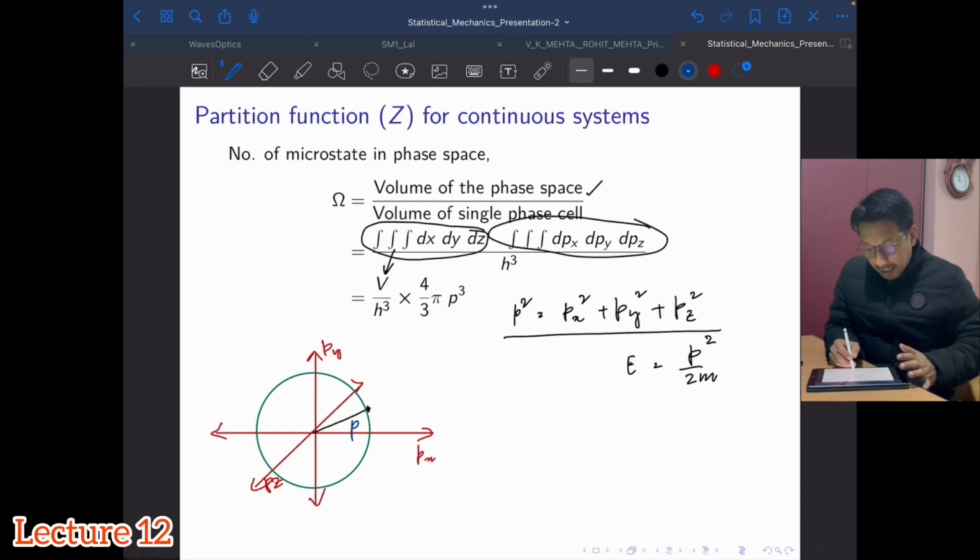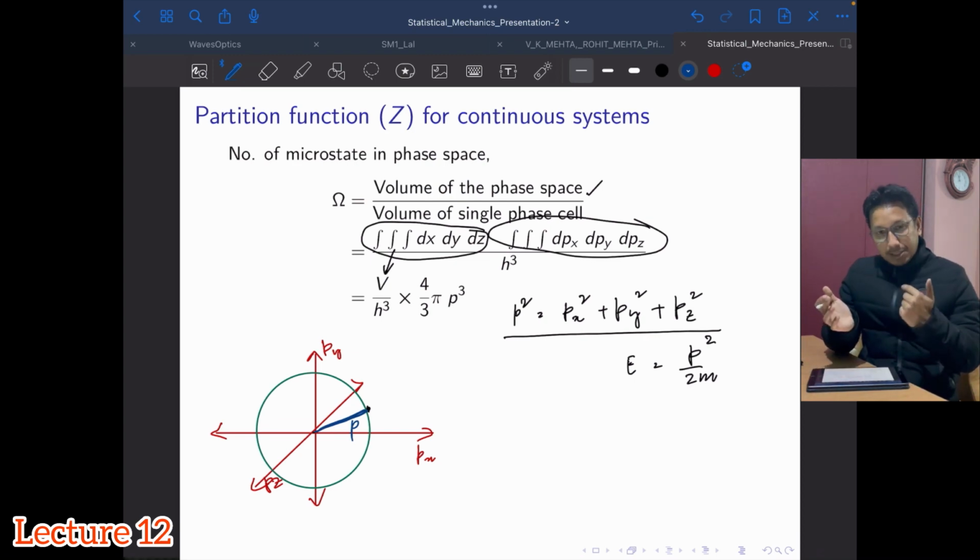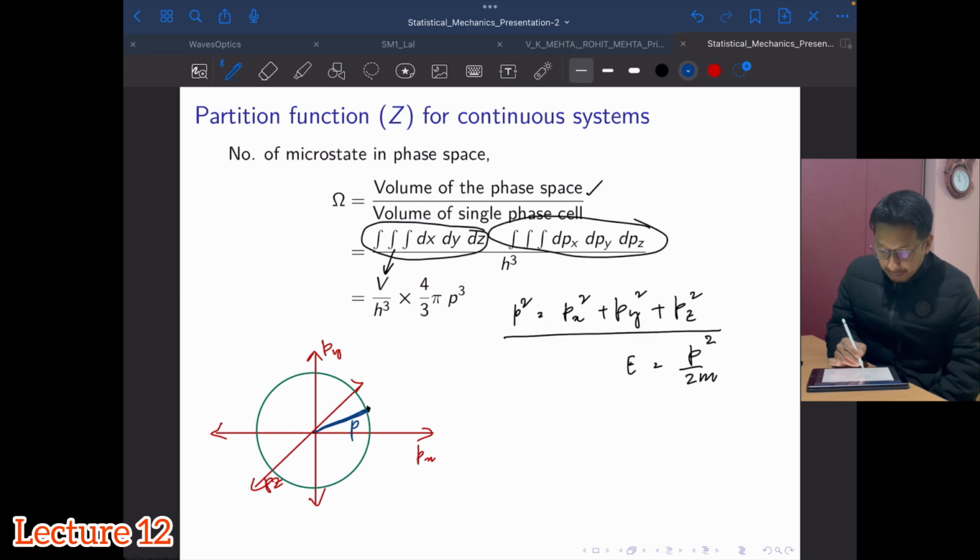This expression represents a sphere having radius p, and you can calculate the magnitude of this line: p square is equal to px square plus py square plus pz square. So this is a whole sphere with radius p. I need to calculate the volume of that entire space. The sphere's volume is given by 4 by 3 pi r cube, where the radius is p here, so that's why we have this p cube.